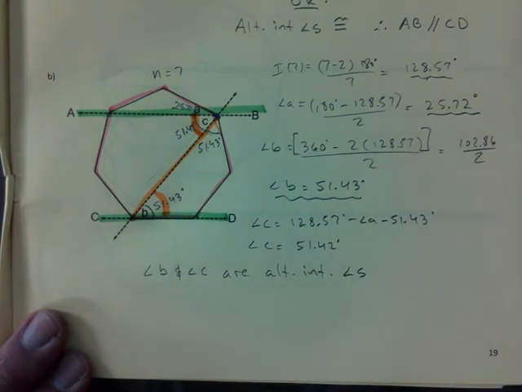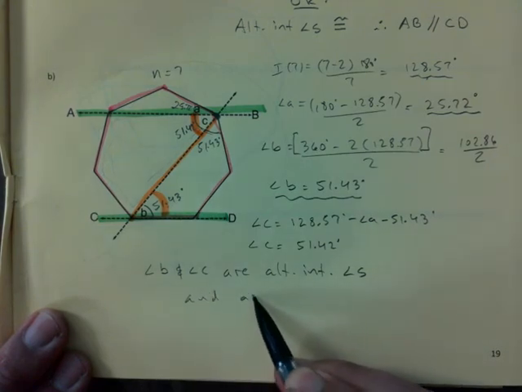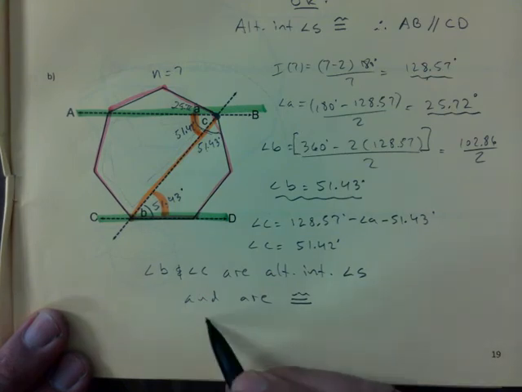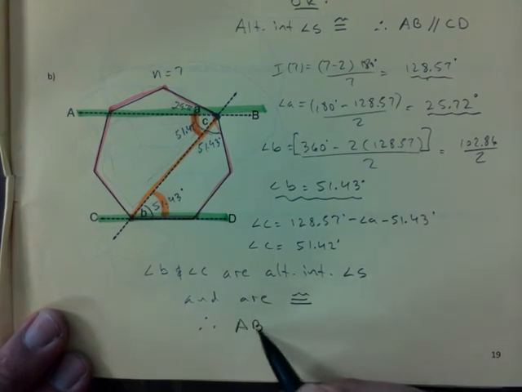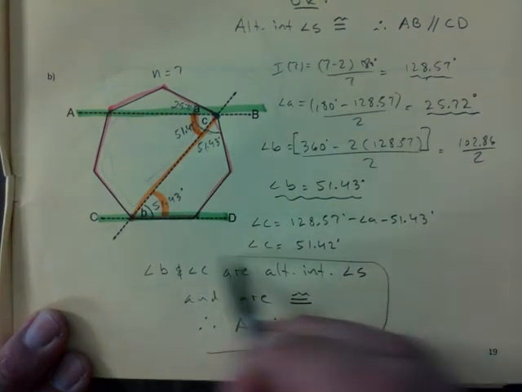So you name them. These two are alternate interiors. In this case, we can name them. If you don't have letters there, you just say, hey, alternate interior angles. I'm seeing them. Alternate interior angles are congruent. You should put down close enough right next to it. Therefore, AB is parallel to CD. So that's when you make your conclusion there.